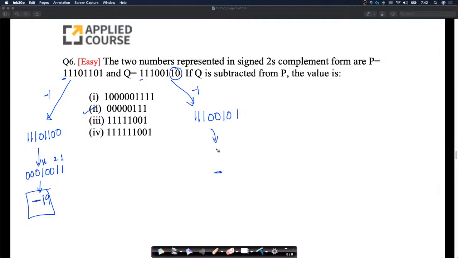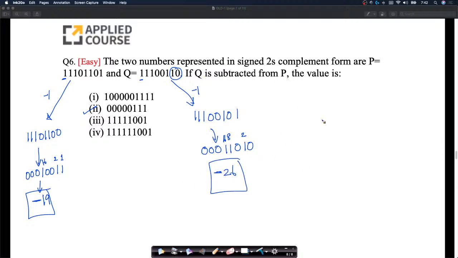From this, let's get the regular number, right? So 000, 11, 010. Okay, so what is this? This is 2 power 0, this is 2 power 1, 2 power 2, 2 power 3 is 8, then 16. So 16 plus 8 is 24, plus 2 is 26. So this number here is minus 26 in decimal.